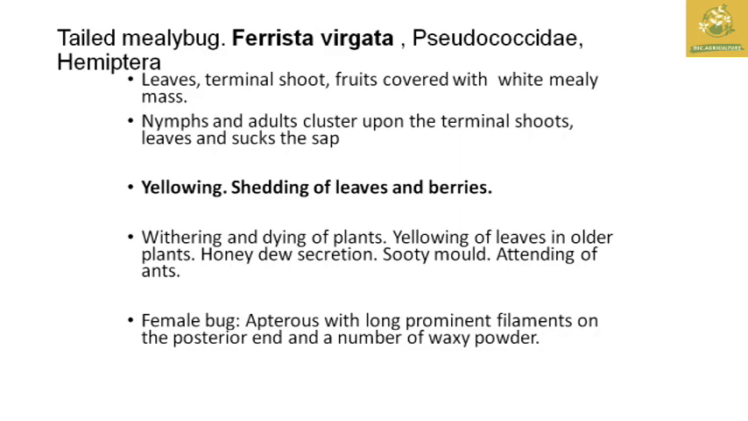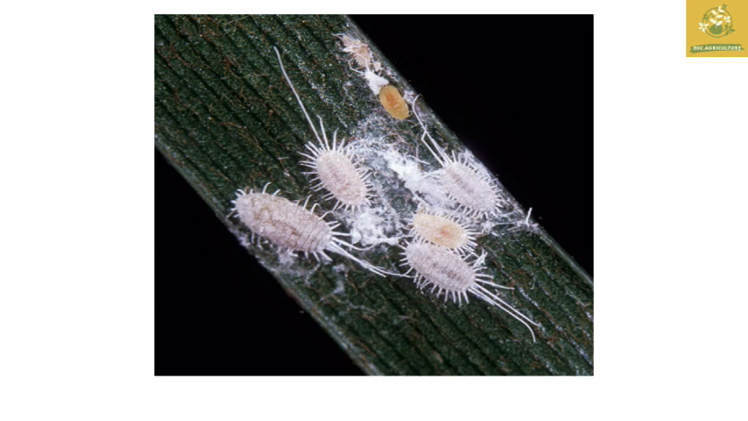And there is the tailed mealybug, where the scientific name is Ferrisia virgata, the family is Pseudococcidae and the order Hemiptera. The major symptom is yellowing and shedding of leaves and berries from the Jatropha plant. In severe infestations, withering and even dying of the plant occurs. These mealybugs cause honeydew secretion on the Jatropha, which leads to the formation of secondary infections like sooty mold, and also attracts ants to the plant. These are the pictures of the tailed mealybugs.